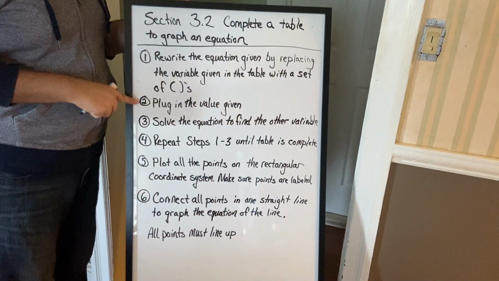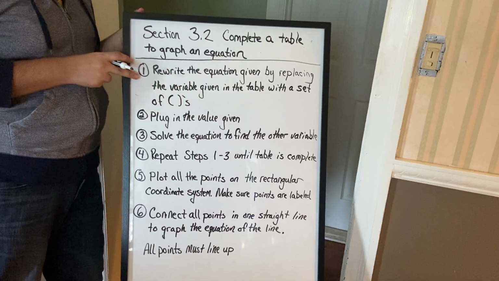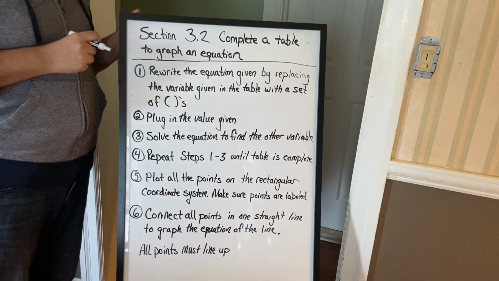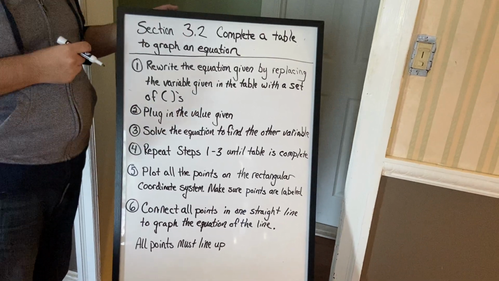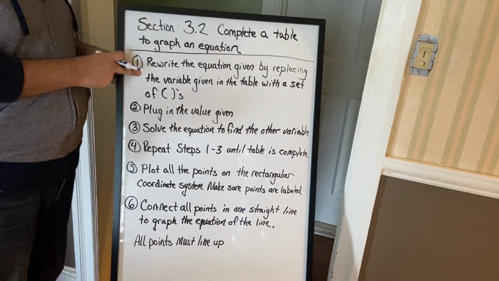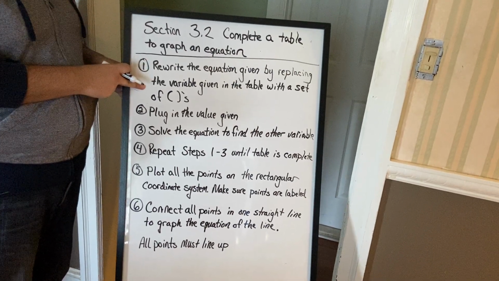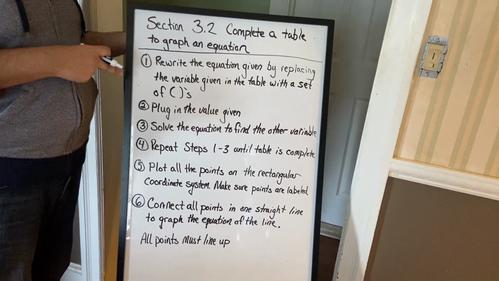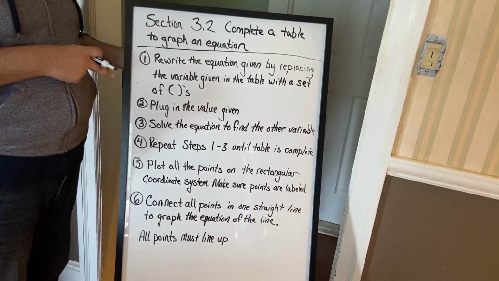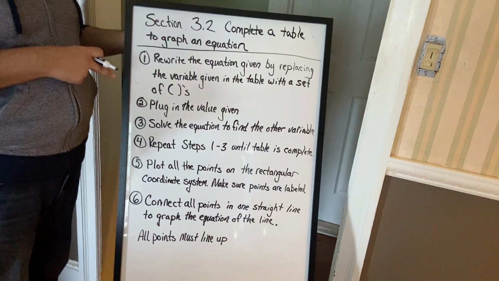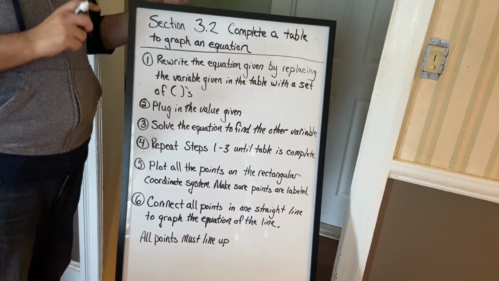Steps 1, 2, and 3 have to do with completing an ordered table. So what you're going to do is rewrite the equation. Each of these problems is going to give you an equation. And we're going to replace the variable that's given in the table with a set of parentheses. Notice in those ordered pairs, they only gave you one letter, either an x or a y. So you're only going to have one set of parentheses, not two.